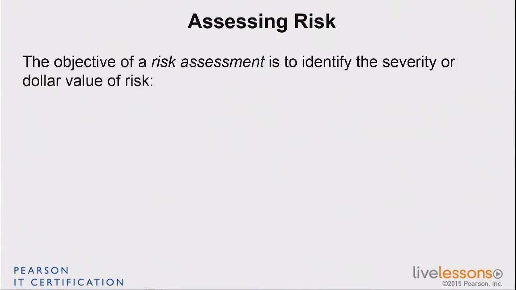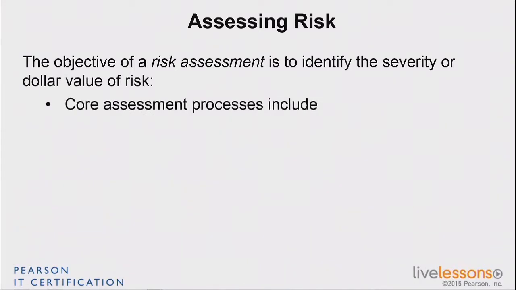The objective of a risk assessment is to identify the level of risk, and often that's referred to as either the severity of the risk or the dollar value of the risk. In either case, severity is usually in descriptive terms of low, medium, high, or normal, elevated, and severe. Dollar value is obviously expressed in a dollar value. What we're trying to ascertain is whether the level of risk is within the risk tolerance of the organization, or do we have to take some type of risk response or risk mitigation?